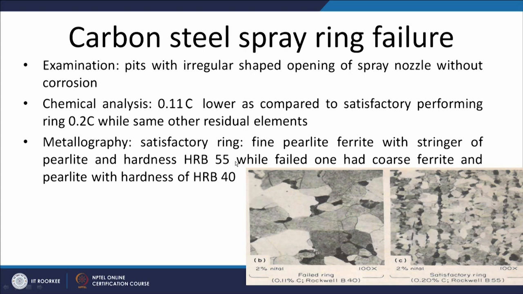Metallography showed fine pearlite and ferrite with stringers of pearlite, and a hardness of 75 HRB in the case of the ring which performed successfully. These were the stringers of pearlite, and the structure as a whole is fine as compared to the one which had failed. The one which performed well had a fine structure, stringers of pearlite and a hardness of HRB 55, while the ring which failed showed coarse ferrite and pearlite with a hardness of 40 HRB. So the hardness was lower and the structure was coarse. This was the finding of the chemical composition and microstructure of the steel ring.